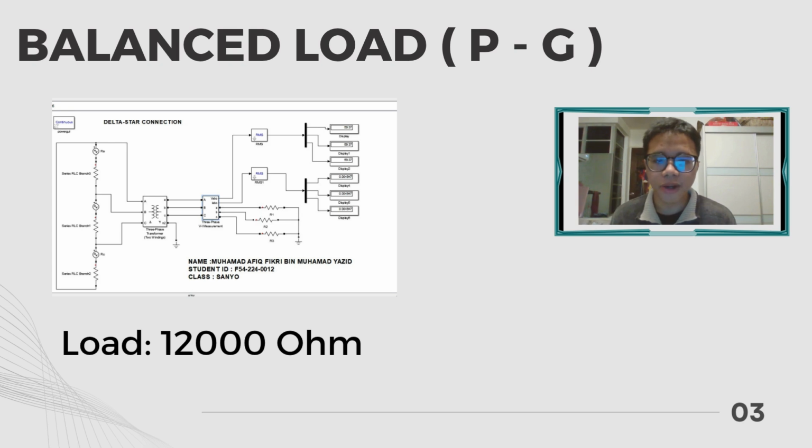In the second part of Task A, we simulated the same delta-star transformer, but this time using a phase-to-ground connection. Here, each load was connected from one phase directly to the neutral point or ground. This is a typical setup in star-connected systems, especially when we need a neutral reference or when grounding is required for safety. Again, the loads were balanced with equal resistance values assigned to each phase.